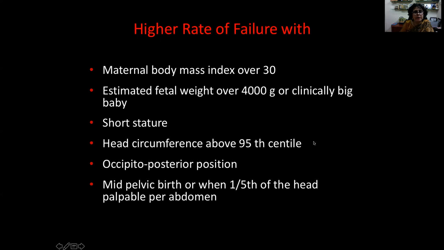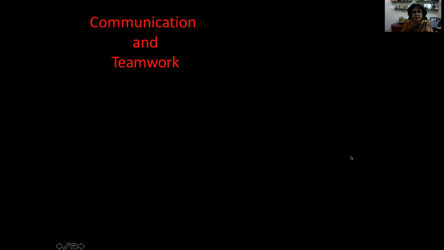Higher rate of failure with maternal body mass index more than 30, estimated fetal weight over 4 kg, short stature, head circumference above the 95th percentile, occipito-posterior position, and mid-pelvic cavity, 1/5 head palpable per abdomen.